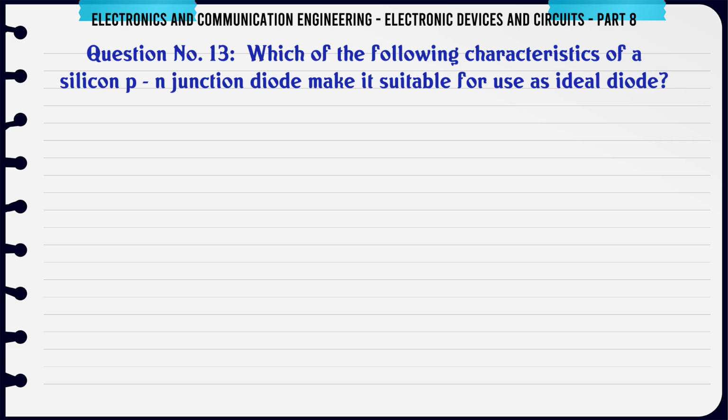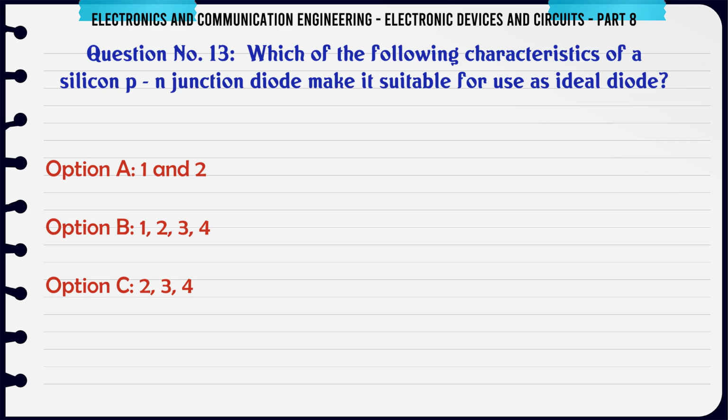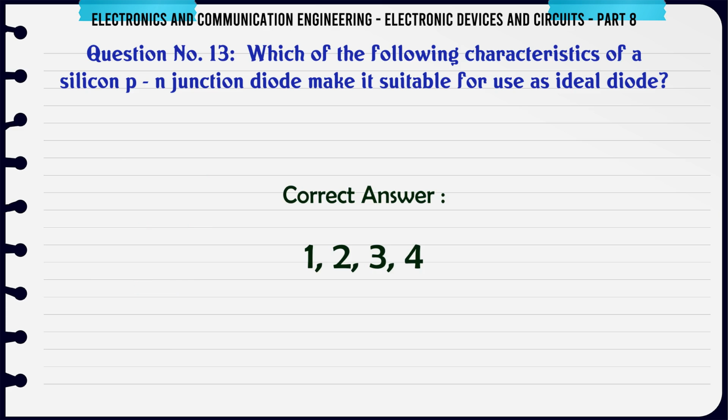Which of the following characteristics of a silicon P-N junction diode make it suitable for use as an ideal diode? A. 1 and 2. B. 1, 2, 3, 4. C. 2, 3, 4. D. 1, 3. The correct answer is 1, 2, 3, 4.